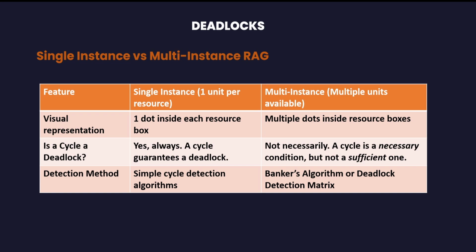Is a cycle a deadlock? In single instance, yes, always. A cycle guarantees a deadlock. In multi-instance, not necessarily. A cycle is a necessary condition, but not a sufficient one. Detection method. For single instance, simple cycle detection algorithms. For multi-instance, Banker's algorithm or deadlock detection matrix.